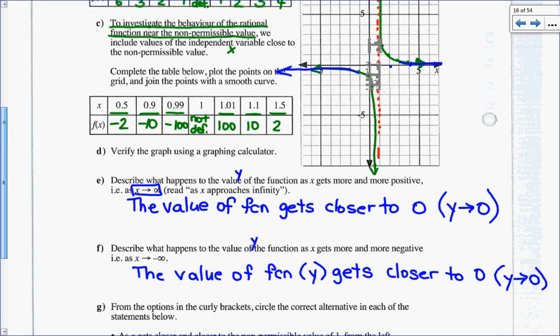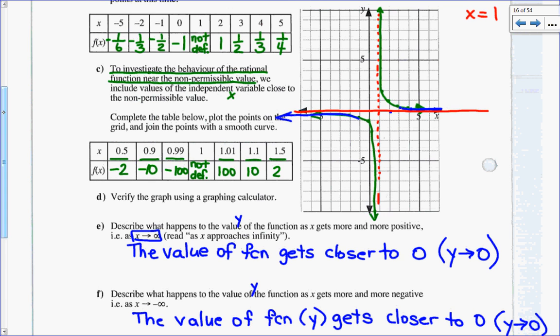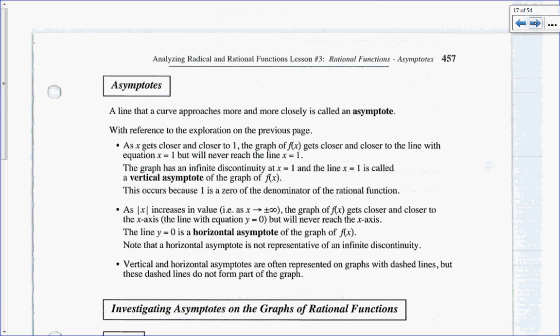So in this case, we actually have two asymptotes. We have the vertical asymptote, the red line that I drew, but we also have a horizontal asymptote, which is this x-axis. That line also never quite gets to it. It doesn't touch.